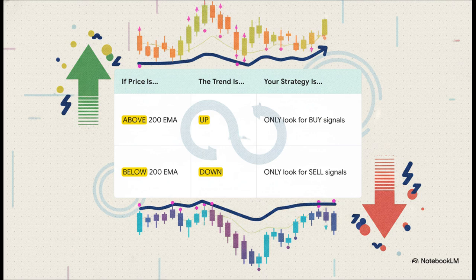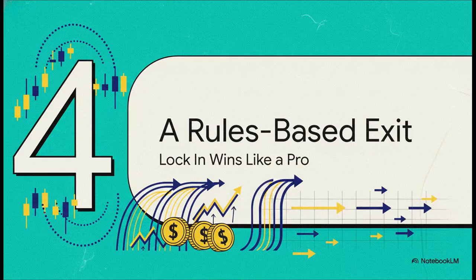And the rules for using this are incredibly simple. Seriously, they're non-negotiable. If the price is trading above the 200 EMA line, the overall trend is up. So what do we do? We only look for parabolic SAR buy signals. That's it. We ignore the sells. And if the price is below the 200 EMA, well, the trend is down. So we only look for SAR sell signals. This one filter, right here, instantly eliminates about half of the bad trades. Just gone.